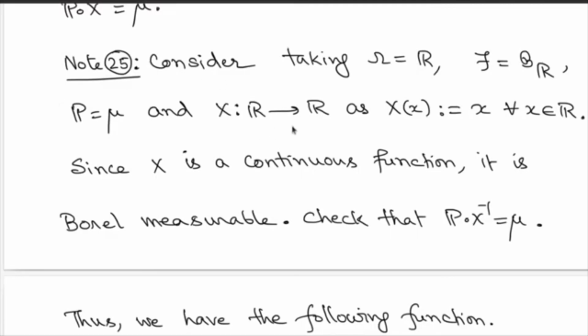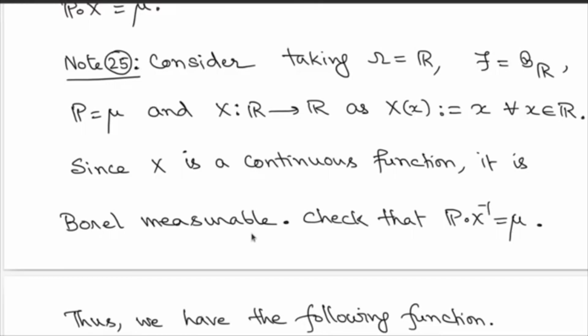And now look at this continuous function. This is the identity function that sends any real number x to itself. So this is the identity function, which is a continuous function. So therefore it is a measurable function also. So therefore you have a measure space, basically a probability space on the domain side. You have a measurable function, Borel measurable function defined on top of it.